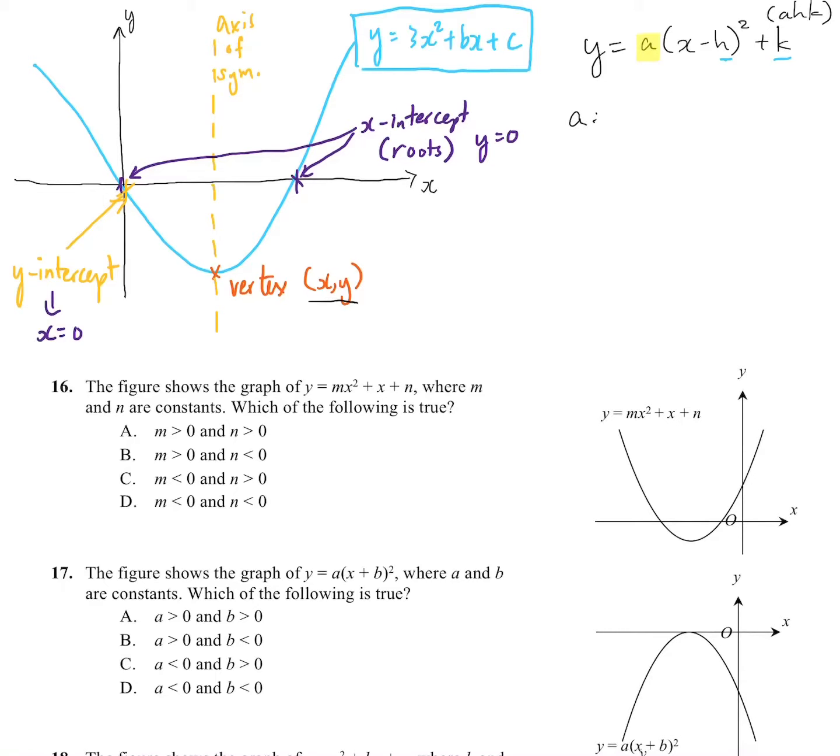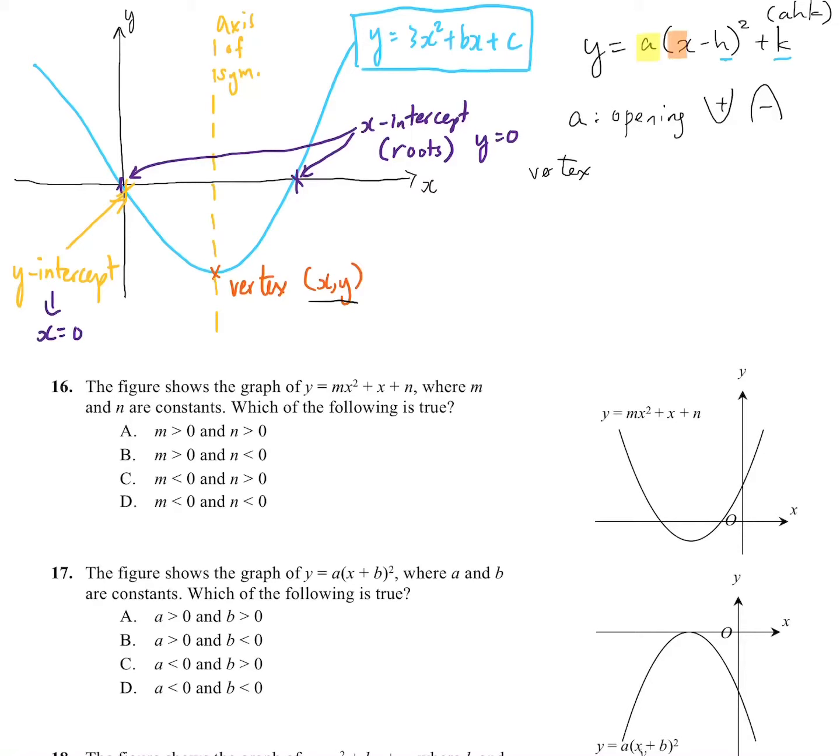So for the value of a, it's the same as the previous ax squared plus bx plus c format. It's also telling us the opening of the curve. If it's opening upward, it's positive. If it's going down, it's negative. And the other thing that this version tells us is the vertex value.